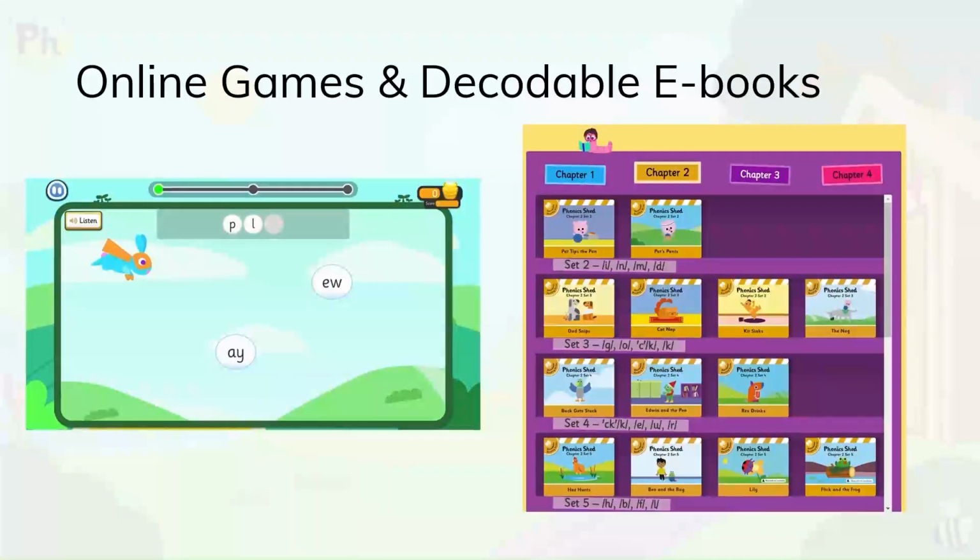We've got online games, and the decodable books are also available as ebooks, as I mentioned. You can set both of these as assignments for your students. So you can set them assignments to play games with specific grapheme phoneme correspondences. You can assign them ebooks to read on their own, the decodable books.